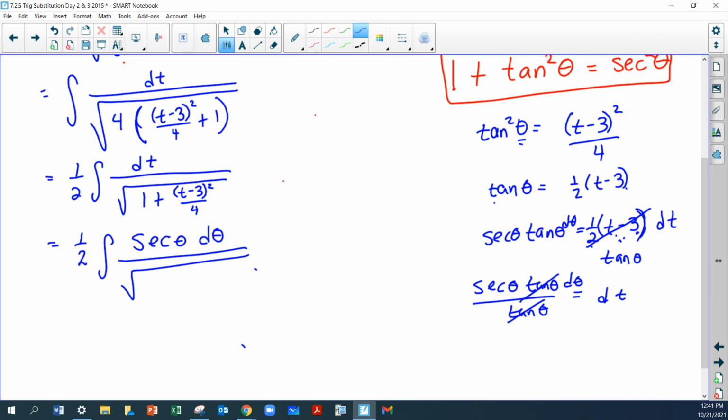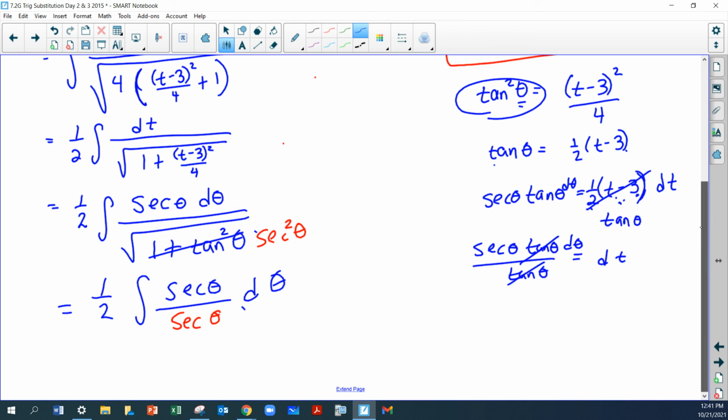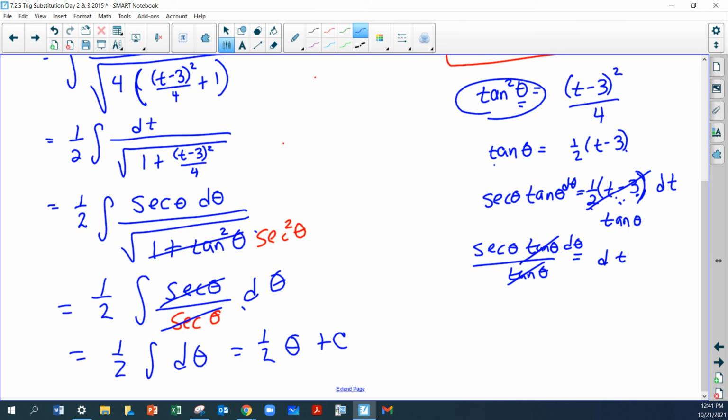a 1 plus tangent squared. So far, I think we're okay. Then that's a 1/2 integral secant theta over, this is a secant squared, isn't it? But we're taking the square root, so that'll create a secant theta in the bottom. I like it, d theta. Now, those get removed, and we have a 1/2 integral d theta. That integrates into a 1/2 theta plus c.